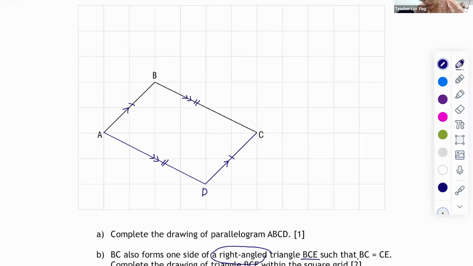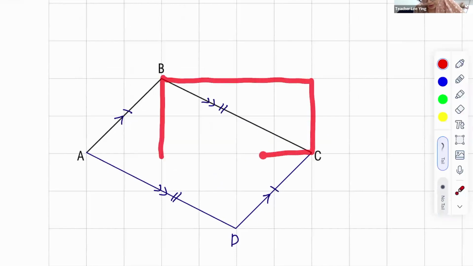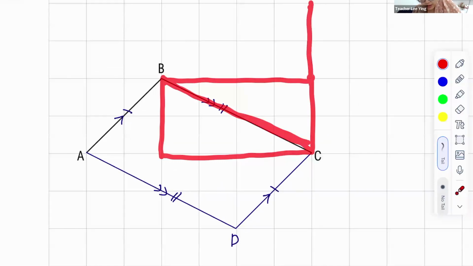Such that BC is equal to CE. So if BC is equal to CE and we're looking at a right angle, remember, we're looking at a diagonal of a 4 by 2. So this is a trick. If you are looking at a right angle, either you can use your protractor, or since this is a diagonal of a 4 by 2, you will draw another diagonal of a 2 by 4. What do I mean? So let's take a look at this.